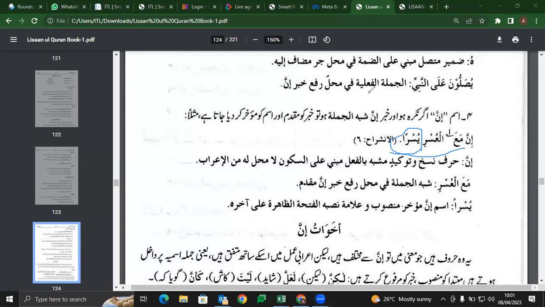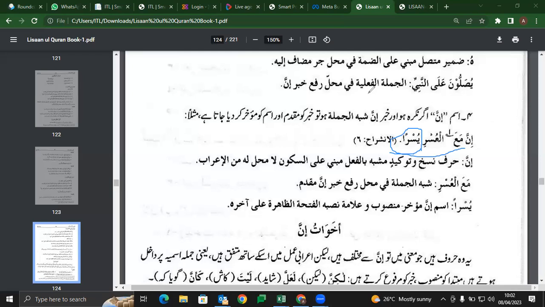Because the general rule we are following is after inna, mansub should come. So that is why it should have been yusran ma'a usri. So that's a perfect general rule that we have. We're clear up to there, right?